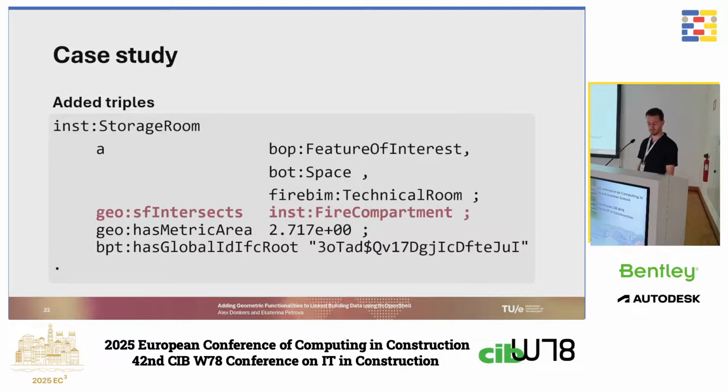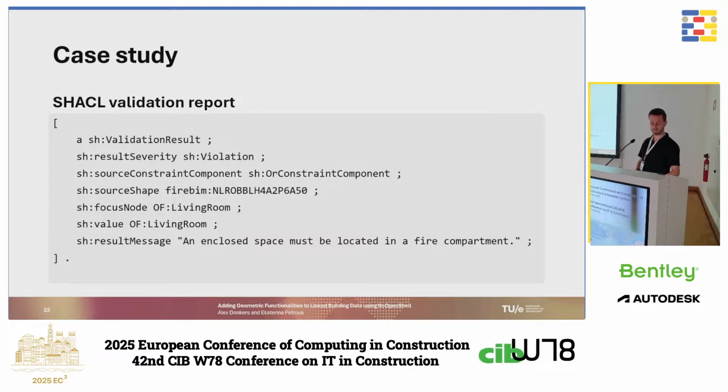We also deliberately created some rooms that were outside the fire compartment. For example, here the living room was not inside the fire compartment. So this triple is not created for the living room. And then if we run that SHACL shape against our linked building data graph, you can see that we get this violation. So it says this space is not inside the fire compartment. So this is a way to check whether you comply with the regulations.